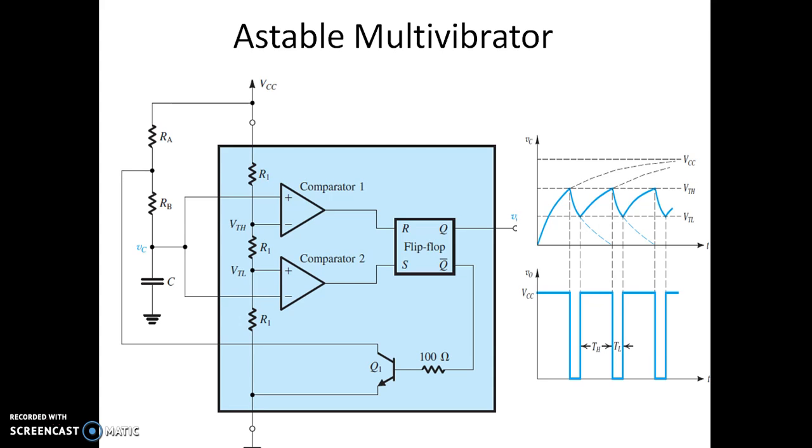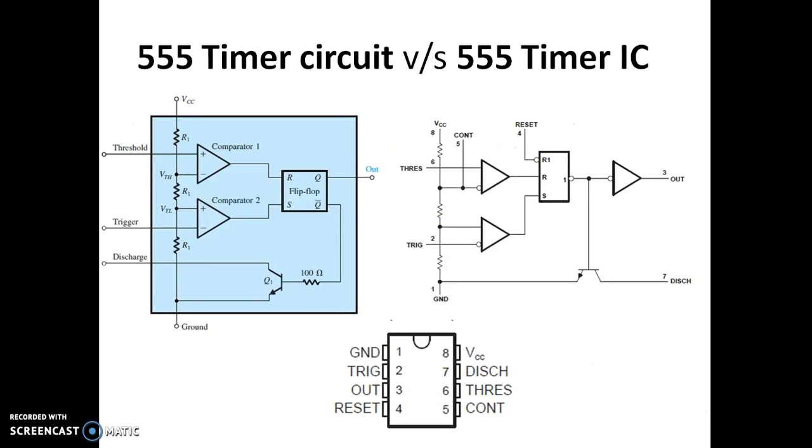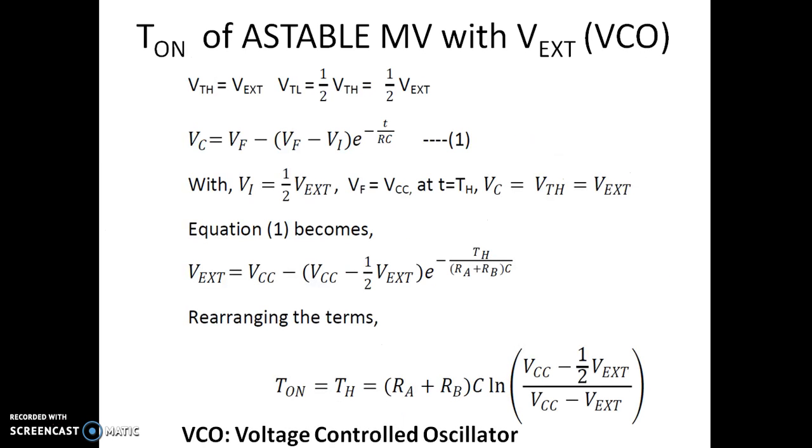Meaning to say, by using an external voltage, we can change VTH, which will change the on time, that is the time required for the capacitor to go to VTH, the threshold voltage. Let us see the expression. How do we find the expression for the on time of an astable multivibrator with an external voltage at pin number 5, that is the control voltage?